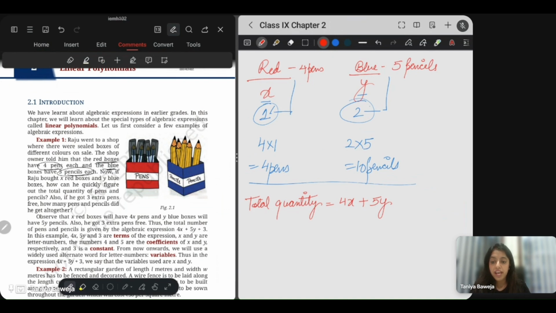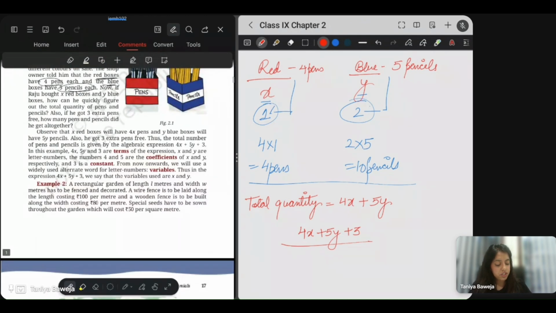Now, if he got 3 extra pens free, how many pens and pencils did he buy together? So, with the free pens, the total quantity will be 4x plus 5y plus 3. So, that is the total quantity. Now, that's what is given here. Observe, they have given you.